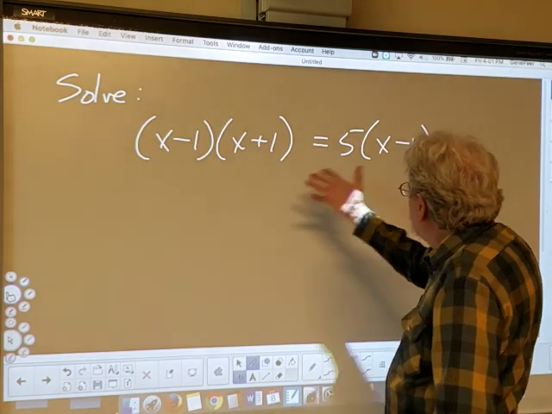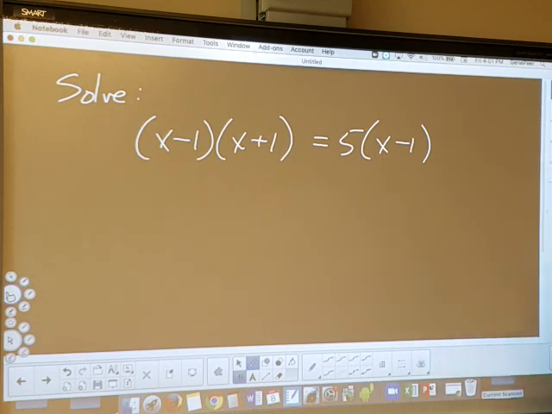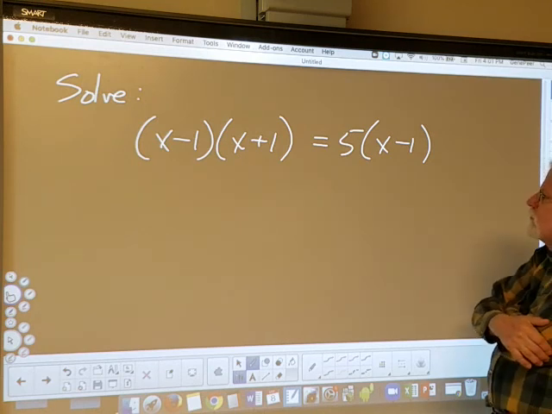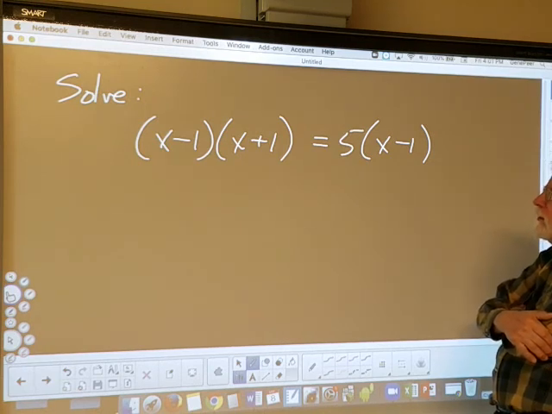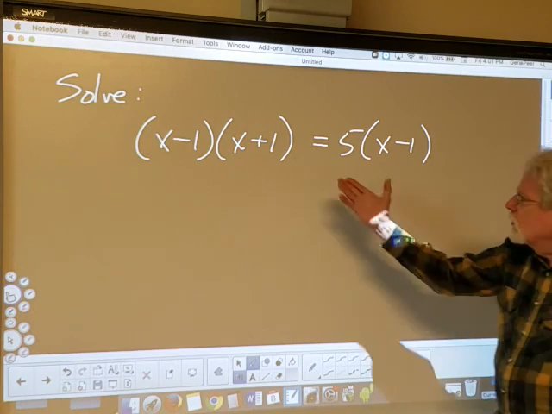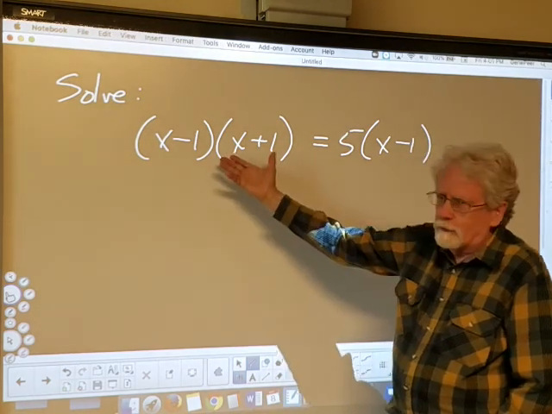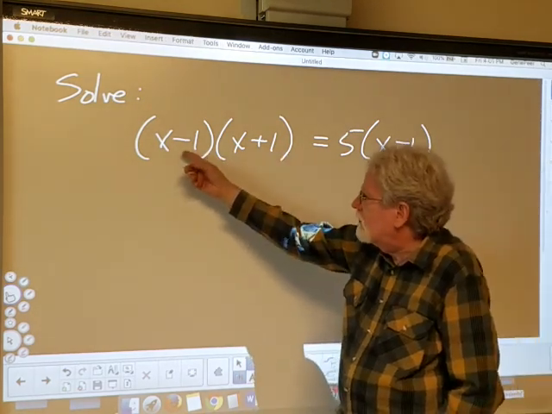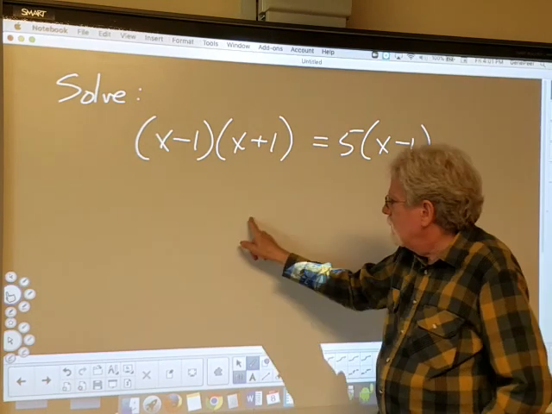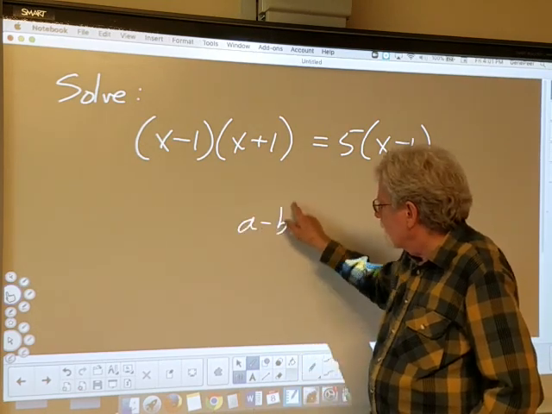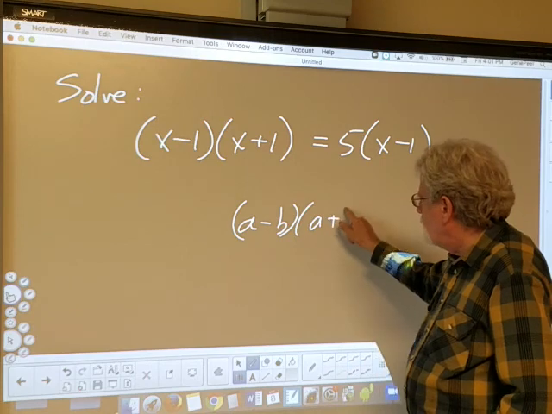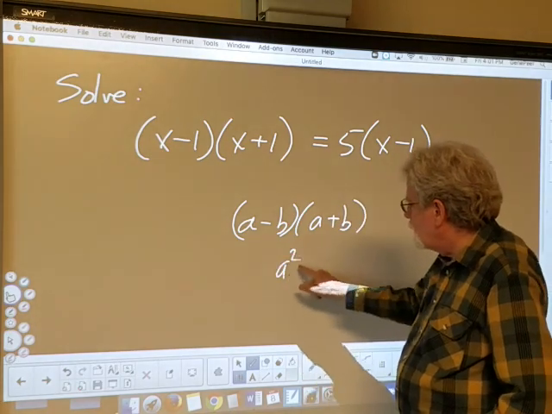All right, this thing, there's a little trick we could use, but we're not going to. Some of you might be saying, hey, why don't we just divide both sides by x minus 1? We're not doing that. We're going to go ahead and multiply this out. Of course, this is really easy because we know that x minus 1 times x plus 1. We know how to do a minus b times a plus b. It's going to be a squared minus b squared.